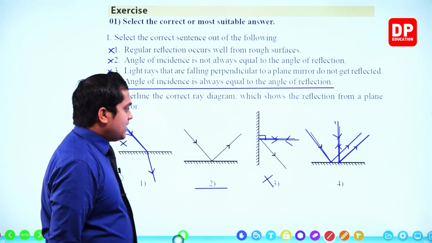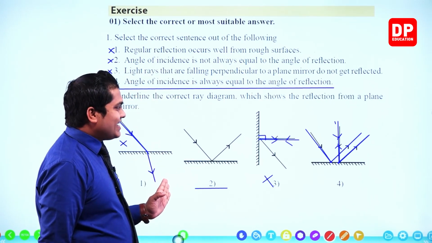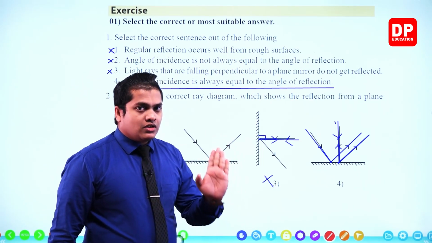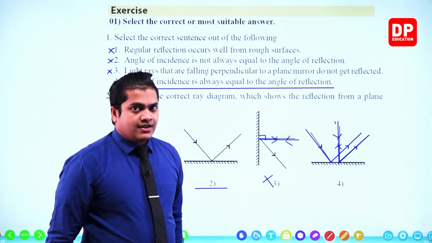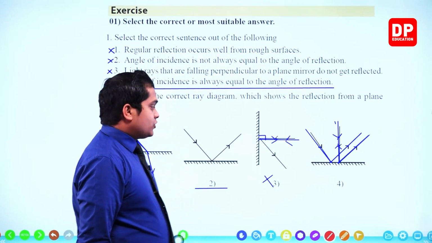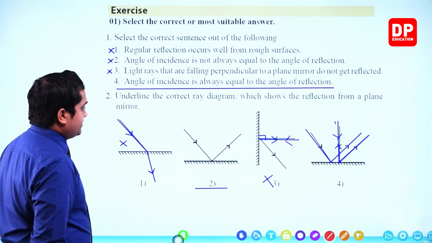So, if a certain light ray is coming at a 90-degree angle, then it should always travel along the same path after the reflection. That means maintaining the same 90-degree angle. Okay. So the second one would be our answer.